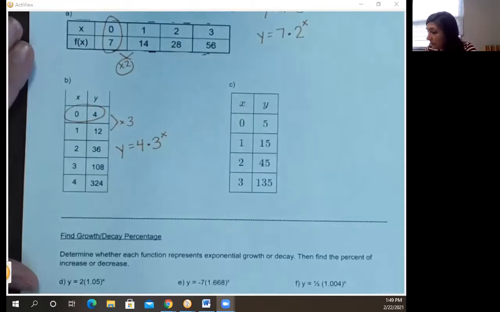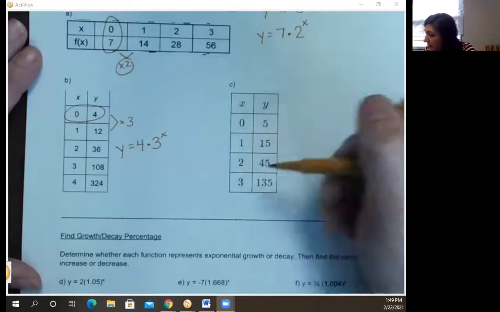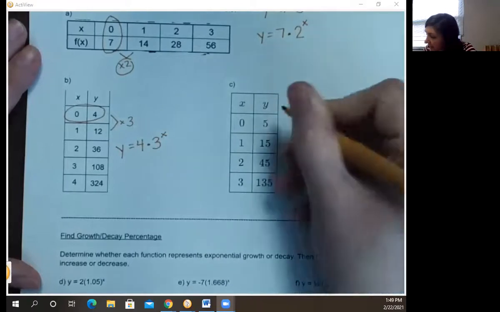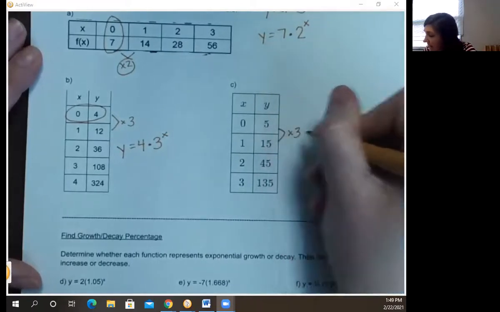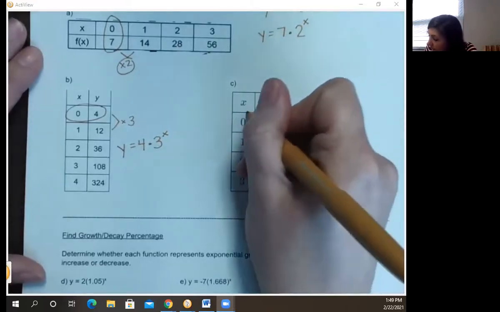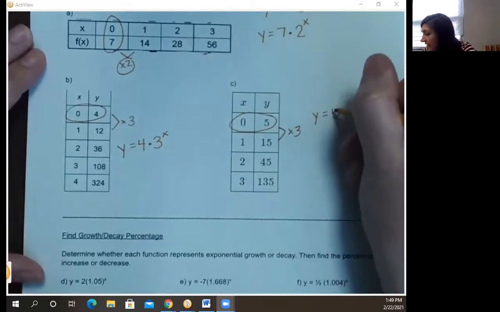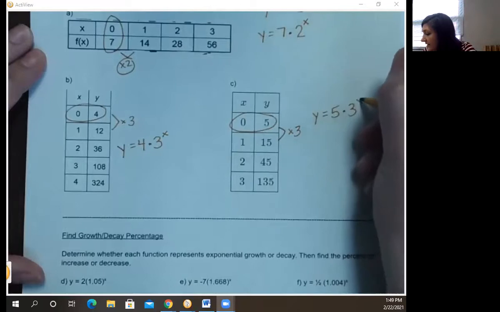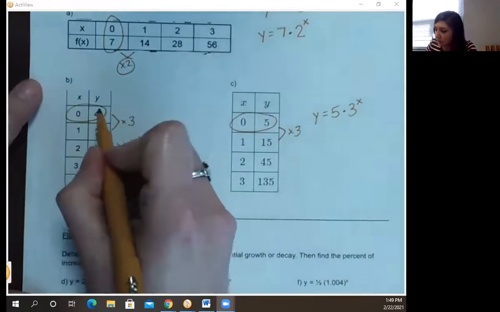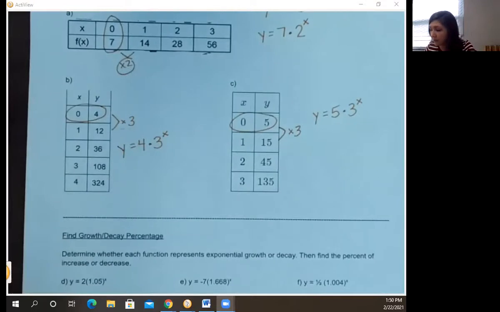And then one last example here for table C. Again, my x's are increasing by 1. My y's go 5, 15, 45, 135. So 5 times 3 gives me 15. 15 times 3 gives me 45, and so on. I'm going to grab that first point from here, and my function would be y equals 5 times 3 to the x. So writing a function from a table means that we're going to pick out a point from that table and identify that rate of either growth or decay.